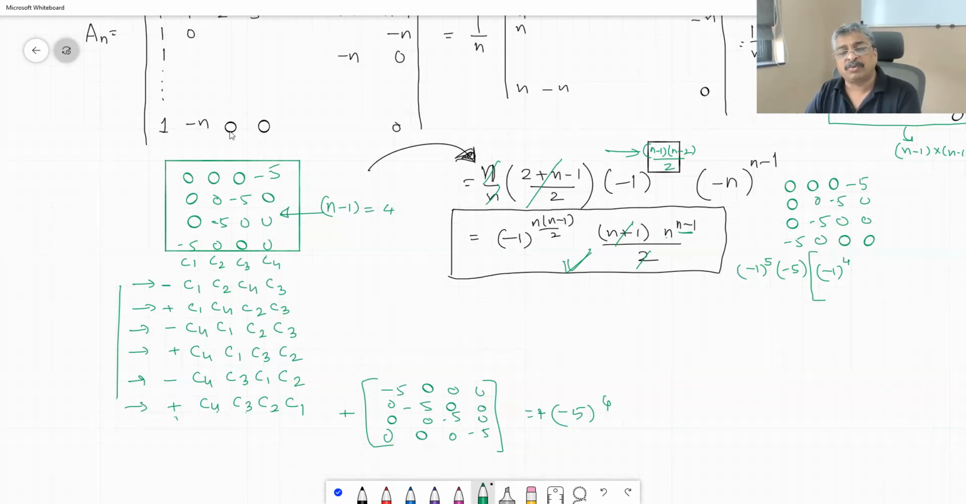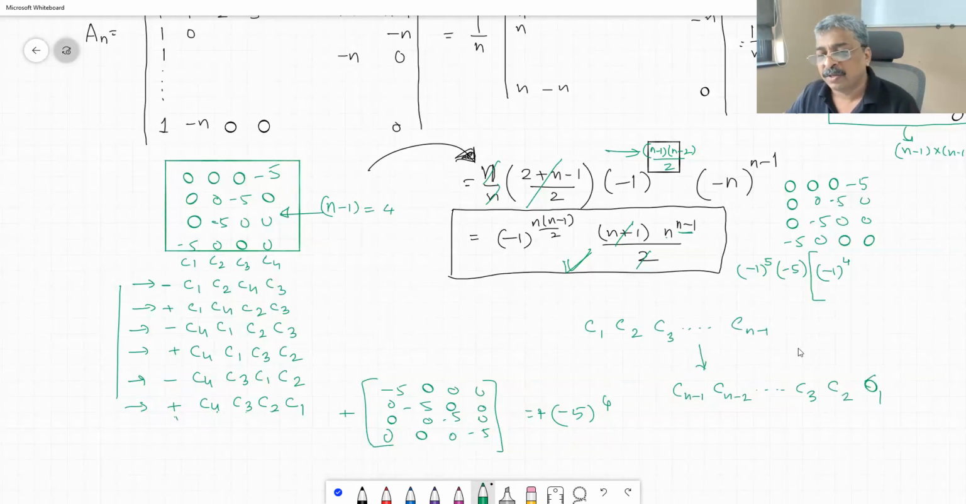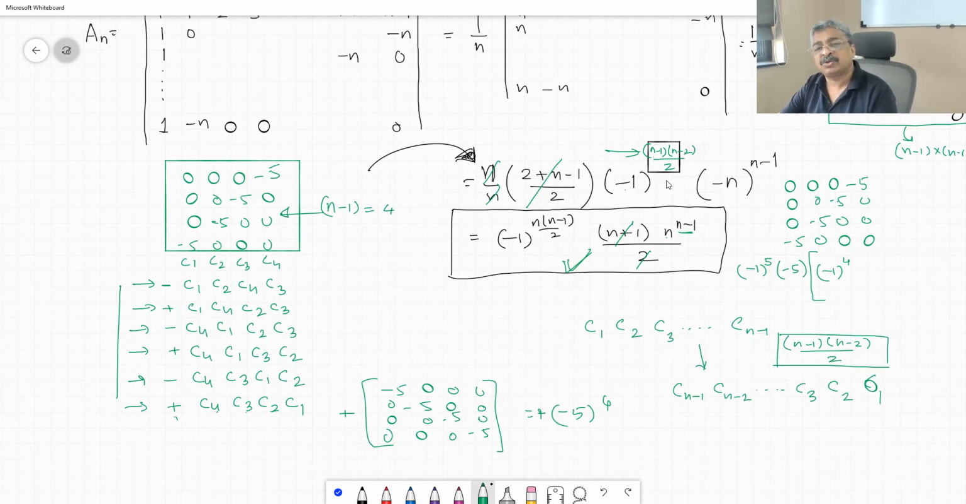Are you convinced about what we are talking? If I want to change, see, this is combinatorial problem. C1, C2, C3, dot, dot, dot, Cn minus 1. These are the columns that we have. We want them to be changed from here to Cn minus 1, Cn minus 2, dot, dot, dot, C3, C2, C1. Then how many column flips are required? N minus 1 into n minus 2 upon 2. These many column flips are required, and every column flip will give you -1 sign, and therefore -1 raised to n minus 1 into n minus 2 by 2. Once simplified, you get this answer. Now, why do we require n minus 1 into n minus 2 by 2? Is up to you to find out.